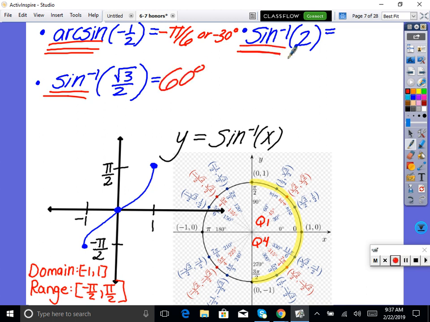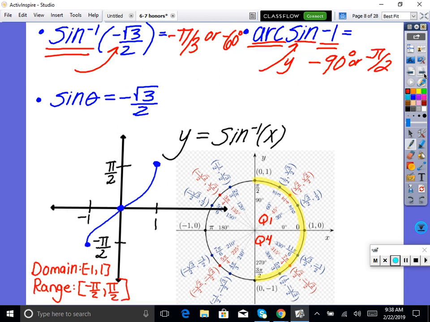What angle has a y value of 2? None. Okay, why do you say that? You're right, because it's between negative 1 and 1. It doesn't go over. Perfect. Inputs can only be between negative 1 and 1. Aren't we trying to plug in 2 right now? Yeah. Can't do it. That's out here. Okay, so none. Very good. Way to go.